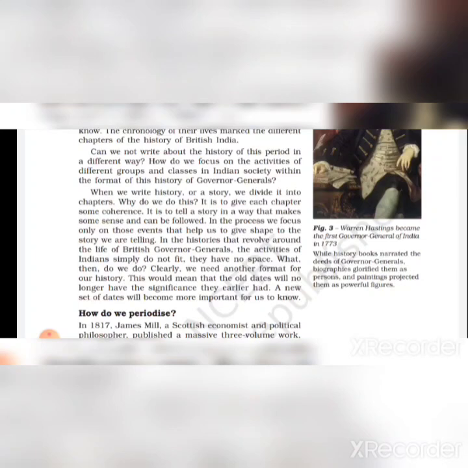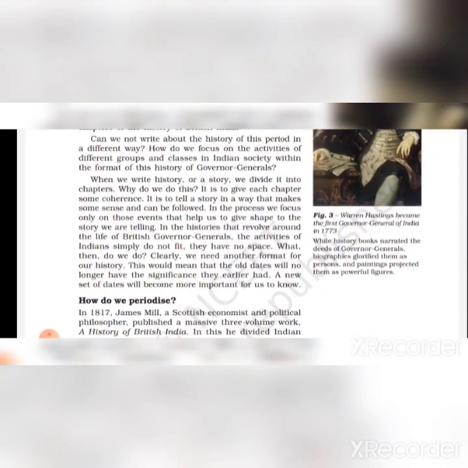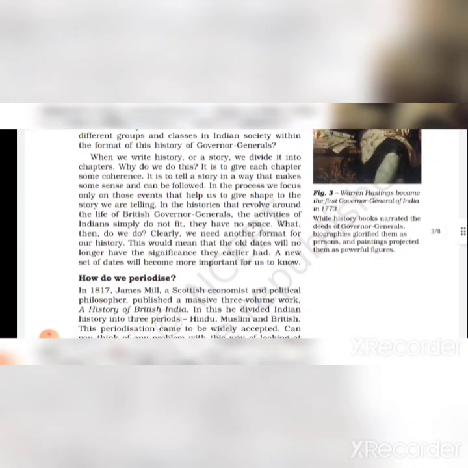How do we focus on the activities of different groups and classes in Indian society within the format of this history of governor generals? When we write history or a story, we divide it into chapters. Why do we do this? It is to give each chapter some coherence. It is to tell a story in a way that makes some sense and can be followed. In the process, we focus only on those events that help us to give shape to the story.